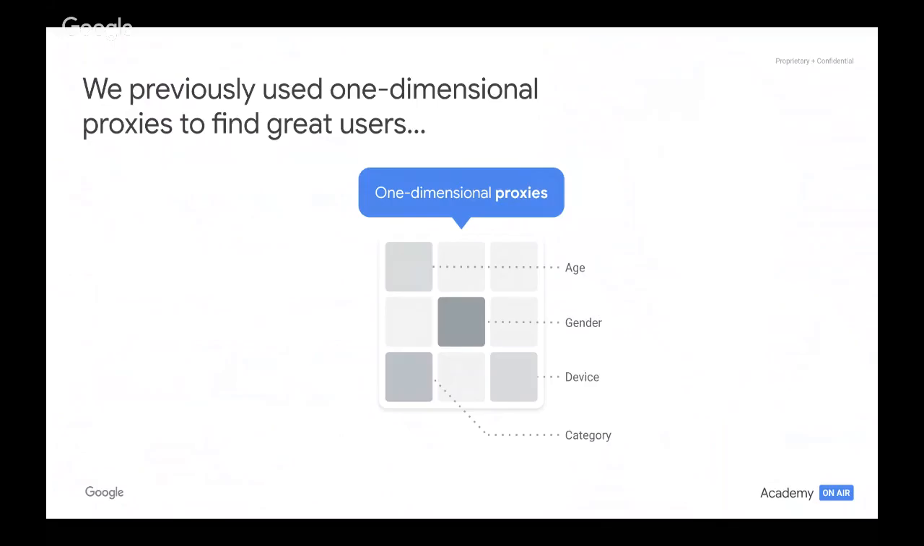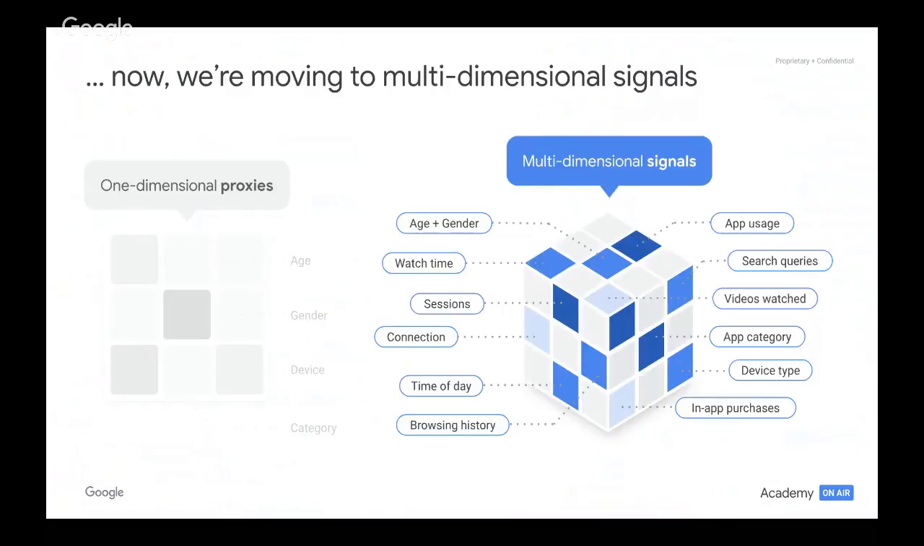by machine learning. We previously used, and we still do, one-dimensional proxies to find great users to advertise to. These one-dimensional proxies can be anything from age, gender, device, to category. Now we've moved on to what we call multi-dimensional signals. So in addition to the signals we covered before, we're also looking at video watch time on YouTube, for example, or in-app purchases and browsing history. All these signals together help identify the most relevant customers to reach out to.